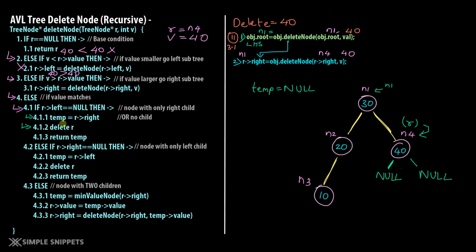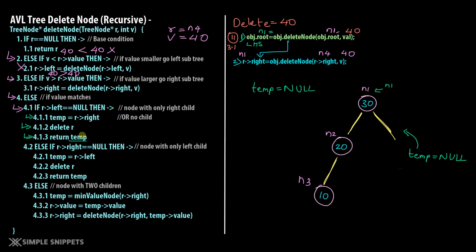Then we will say delete r. R is nothing but n4. So we will completely erase this node entirely. So when you delete that, we will have nothing over here. Then we will say return temp. Temp was null. So temp equals to null will be returned back.